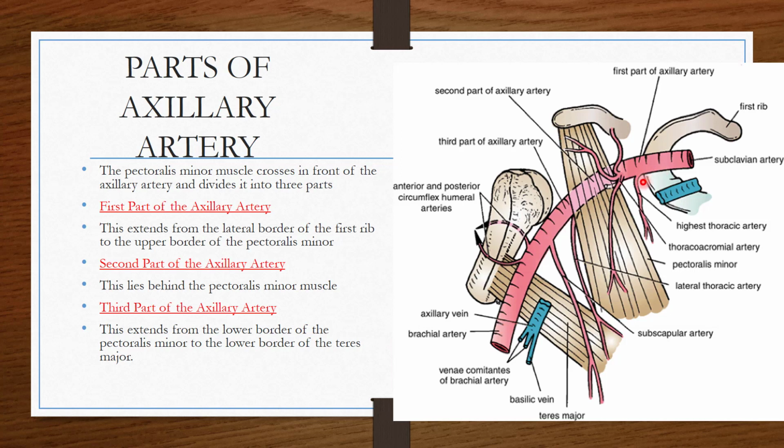There are 3 parts of the axillary artery. See here, this is the first part of the axillary artery. Then there is one muscle, the pectoralis minor muscle, which divides the axillary artery into 3 parts. See here, this is the pectoralis minor muscle which is dividing the whole axillary artery into 3 parts.